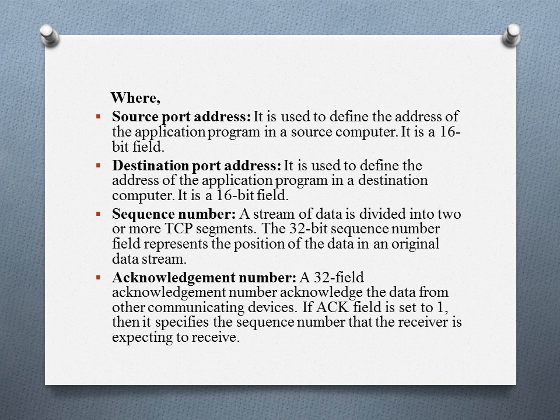Acknowledgement number. A 32-bit acknowledgement number field acknowledges the data from other communicating devices. If the ACK, that is acknowledgement field, is set to 1, then it specifies the sequence number that the receiver is expecting to receive.